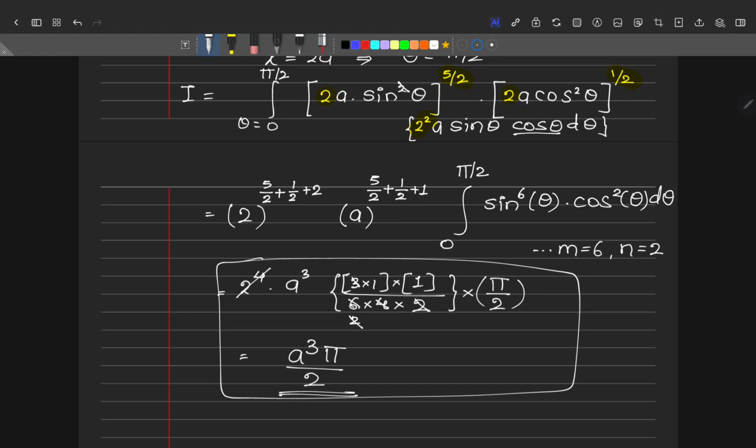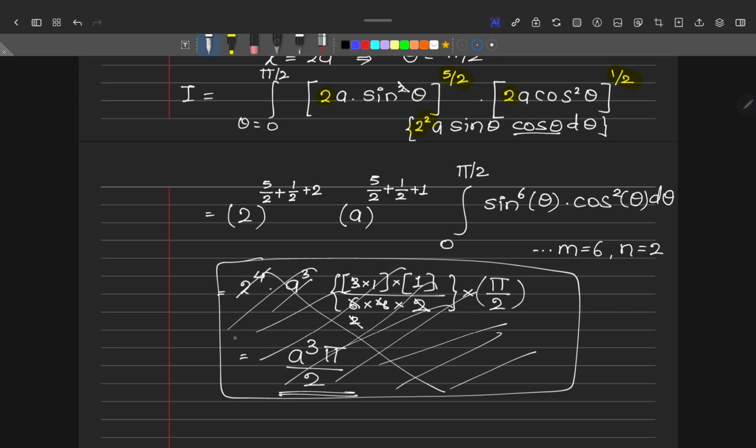So that's how we are going to solve these examples. Okay, so please re-solve this and send me your correct answer.